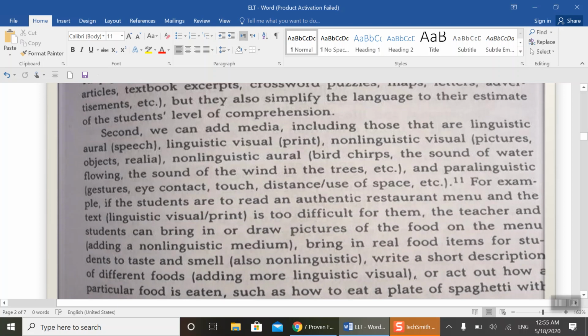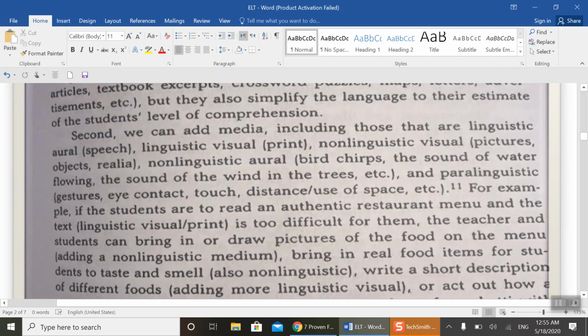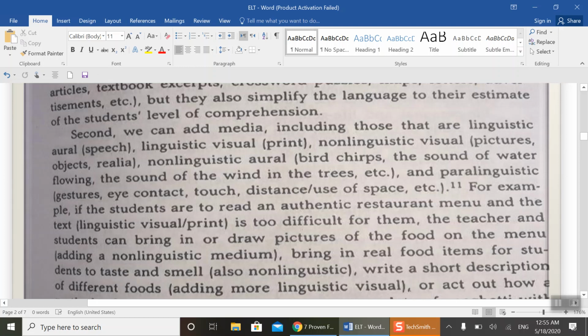Second, we can add media. What? Including those that are linguistic, oral speech. Media means speech, when you speak, or you bring video, many means. So linguistic oral means speech.